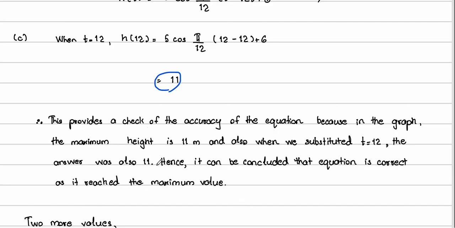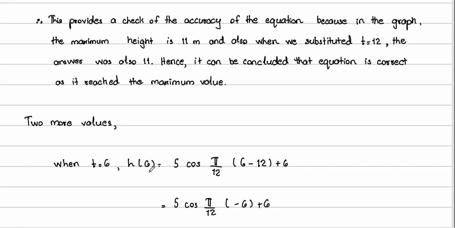I've written the explanation. This provides a check of the accuracy of the equation because in the graph, the maximum height is 11 meters, and also when we substitute t equal to 12, the answer was also 11. Hence, it can be concluded that the equation is correct as it reached the maximum value.